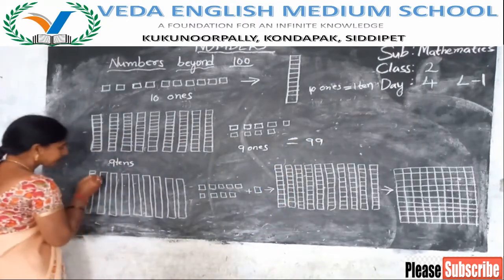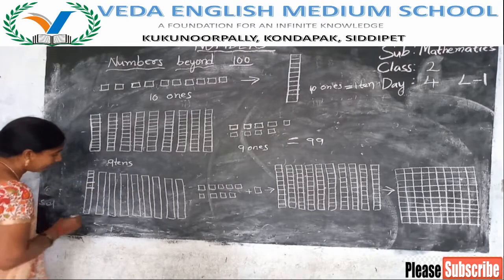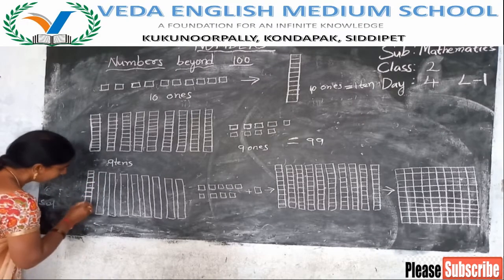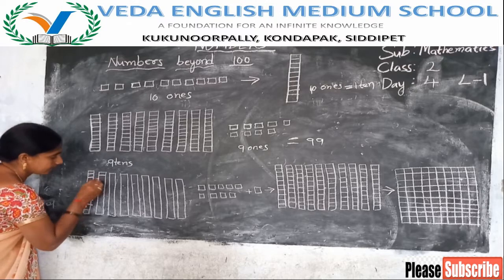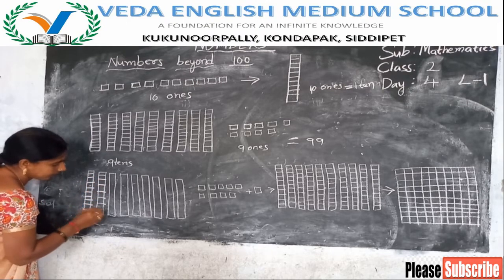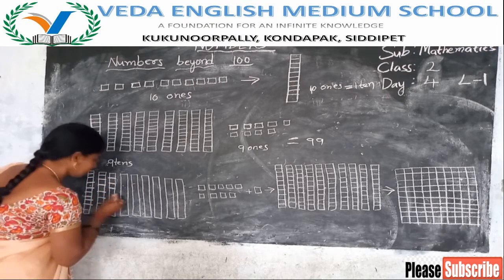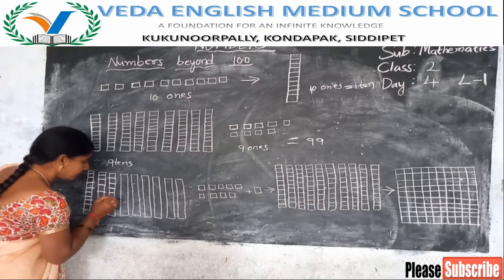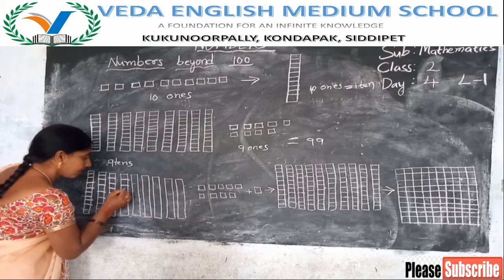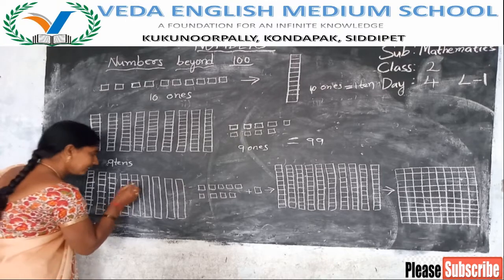Here see, Nana. Add 1 to 99. What do we get? 100. 1 added to 99 is 100.